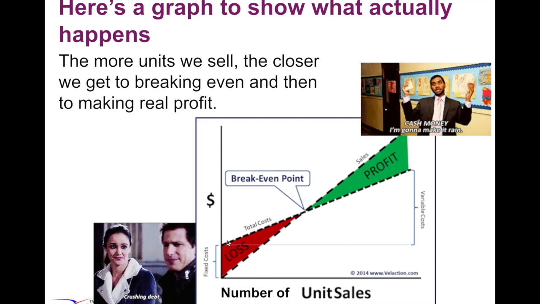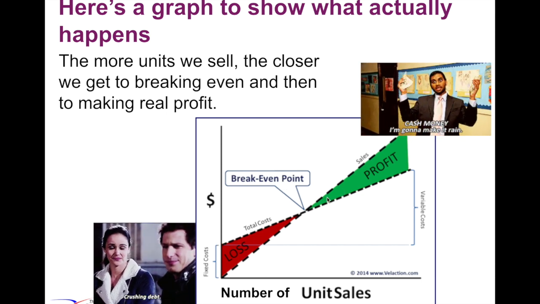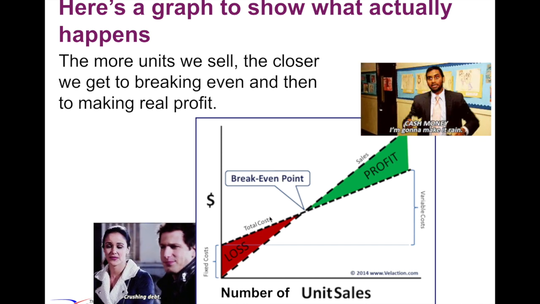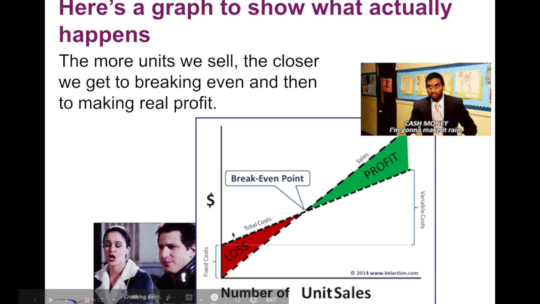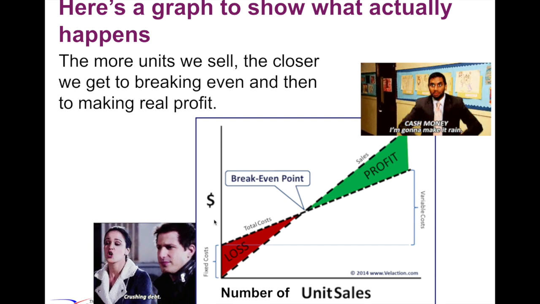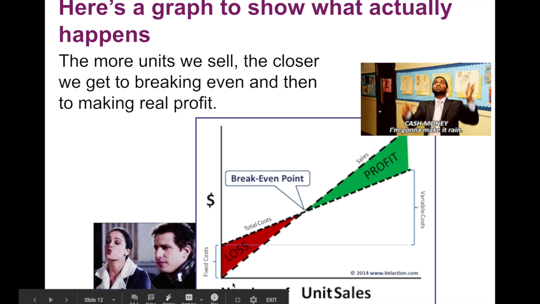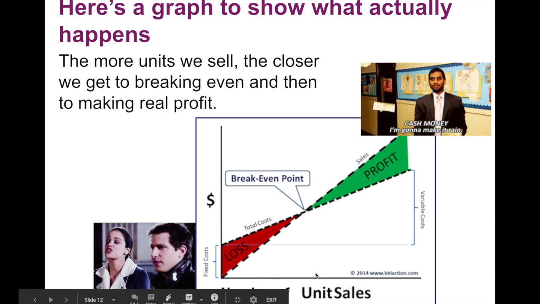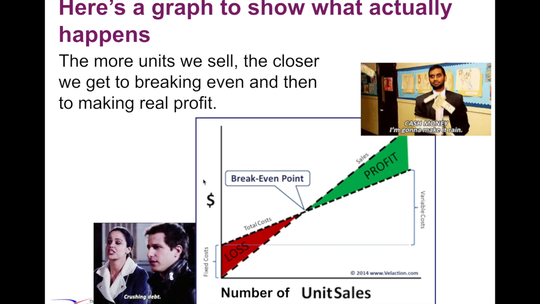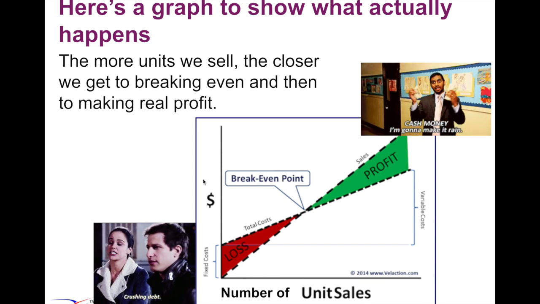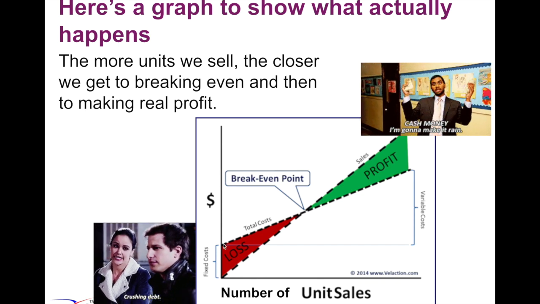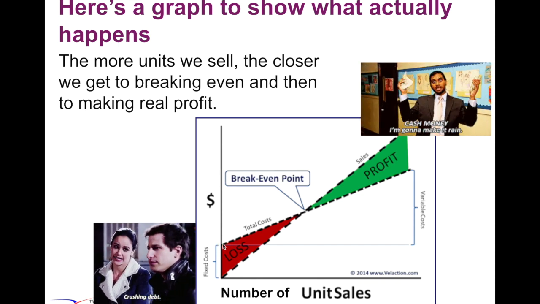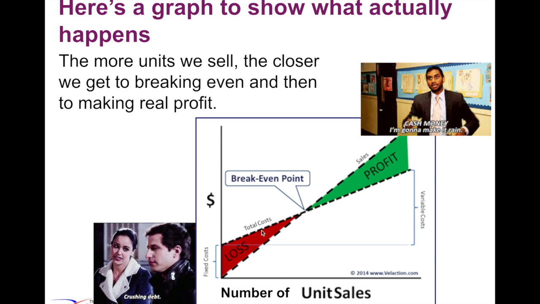So this line here represents the costs that we have to pay. And the more stuff, the number of units, the more stuff we make, the more we have to pay. So the x-axis, sorry about the rectangle, the x-axis is the number of unit sales. The farther we go in this direction, the more units we're producing and selling. The y-axis represents dollars, either costs or sales, doesn't matter. And the higher we go, the more money is involved. So this top line here represents our costs, and the more units we make, the more we have to pay.